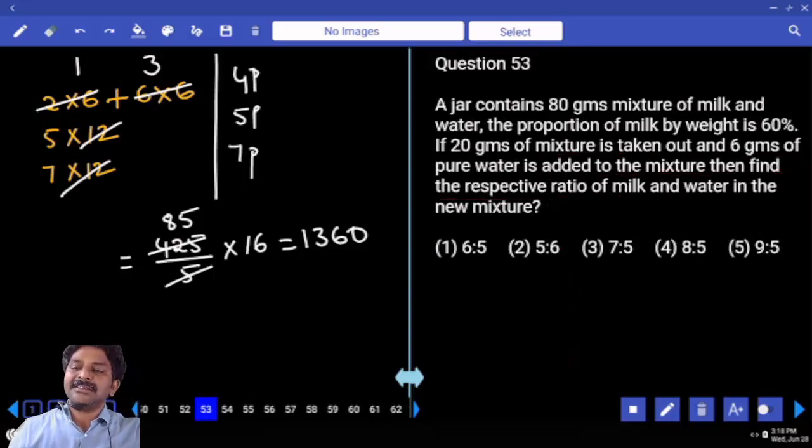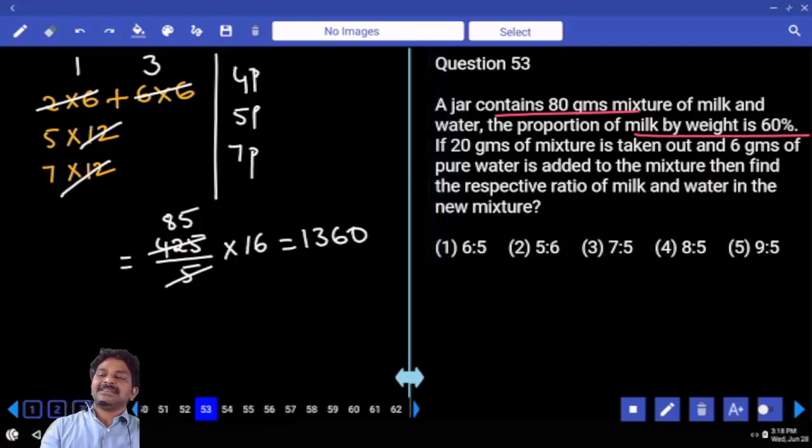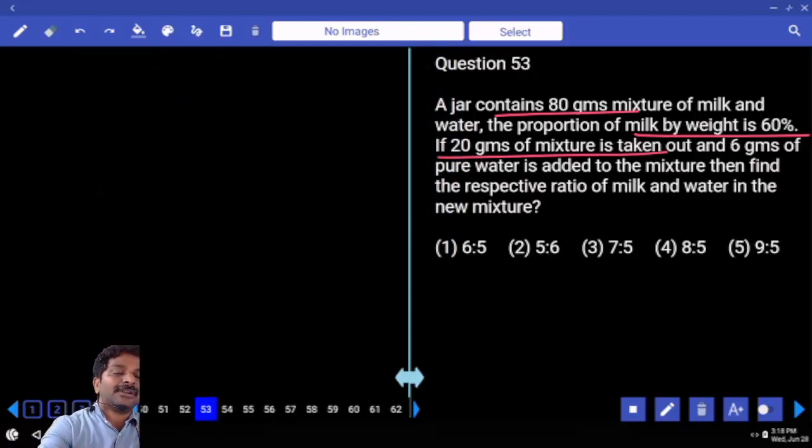A jar contains 80 grams mixture of milk and water. The proportion of milk by weight is 60%. If 20 grams of mixture is taken out and 6 grams of pure water is added to the mixture, then find the respective ratio of milk and water in the new mixture. Right. We have total 80 grams. Milk by weight is 60%, correct? 20 grams mixture is taken out from 80 grams. How much is left over?